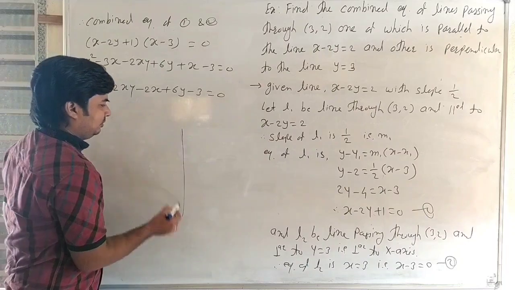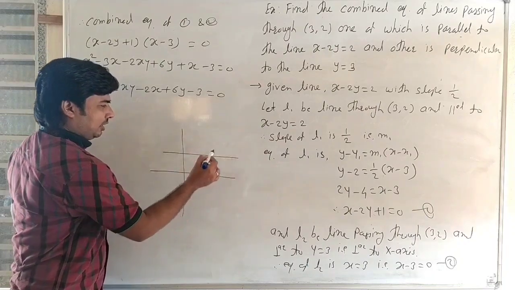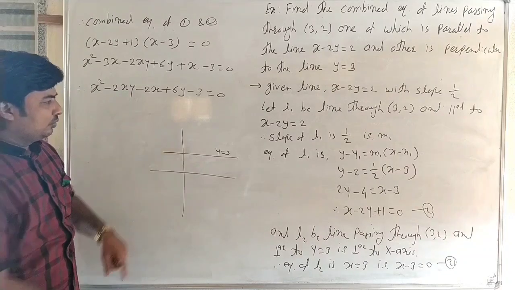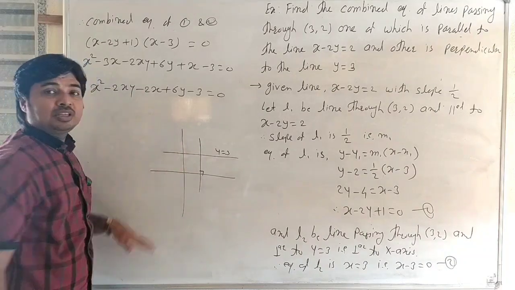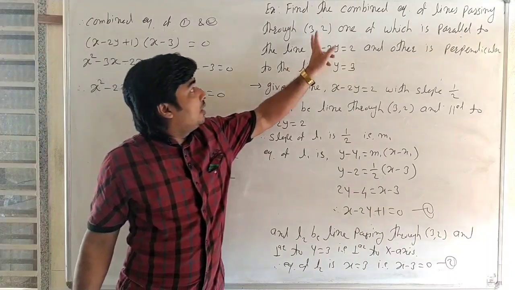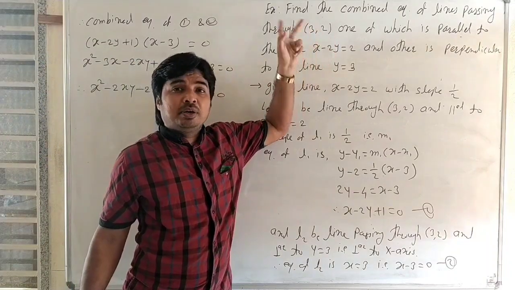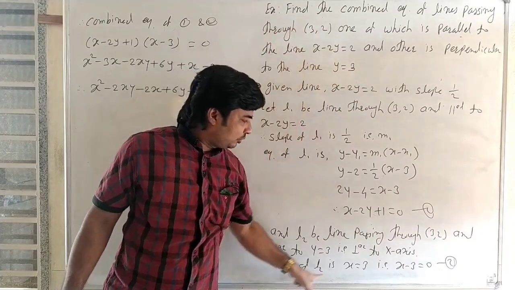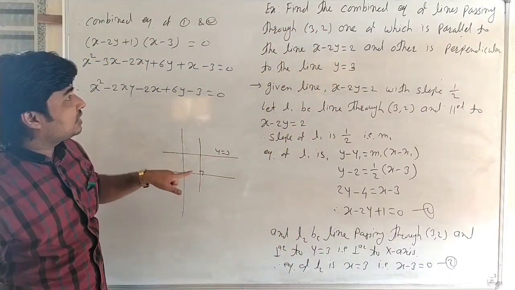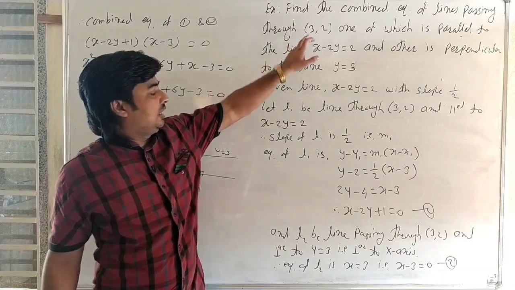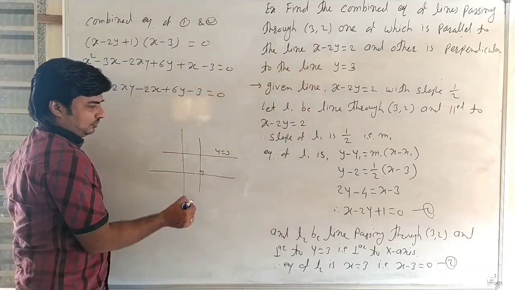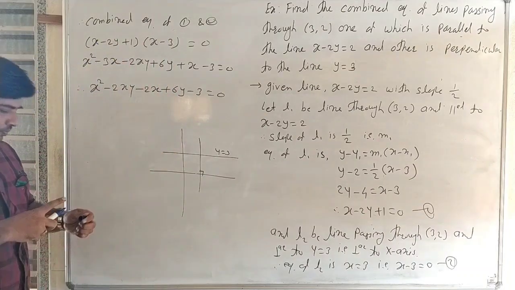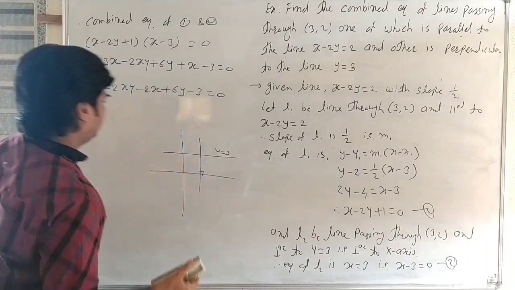Okay, y equal to 3 is a line parallel to the x axis. That means perpendicular to y equal to 3 is also perpendicular to the x axis. Therefore, the equation of the line passing through 3, 2 and perpendicular to the x axis is x equal to 3, and y equal to 2 we do not want. We want to find only the one perpendicular to the x axis. It is x equal to 3, one line, and then the combined equation. Okay, now I see the next example.